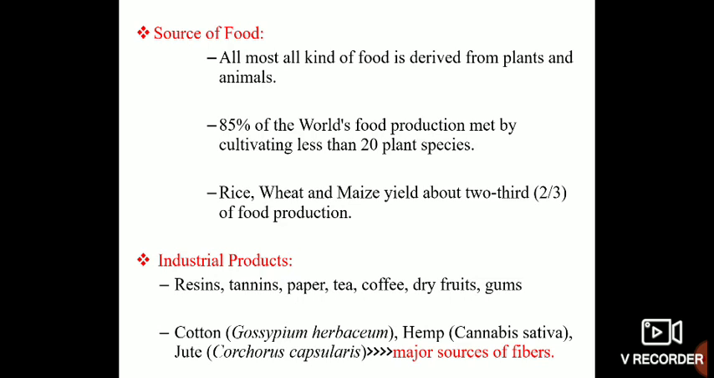The next value of biodiversity is industrial products. We get a lot of industrial products that we use in our day-to-day lives from plants and animals. For example, resins, tannins, paper, tea, coffee, dry fruits, gums, and many other varied substances we get from plants. We get cotton from Gossypium herbaceum, hemp from Cannabis sativa, jute from Corchorus capsularis, and all these plants are the major sources of fibers. And you know that fibers are used for various purposes. For example, we get our clothes from these fibers.